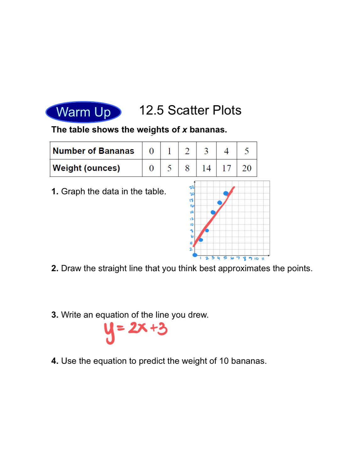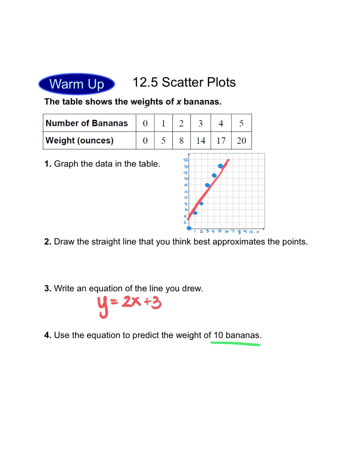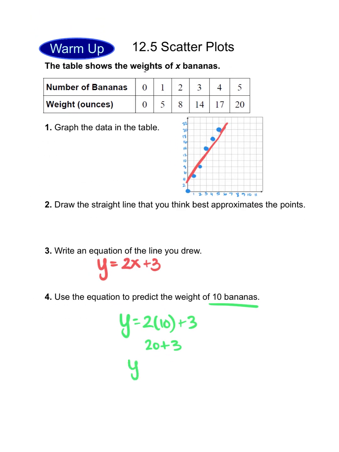Now it says use the equation to predict the weight of 10 bananas. Well, the number of bananas is our x value, so therefore we're going to do y equals 2 times 10 plus 3. So we get 20 plus 3, so approximately the weight of 10 bananas would be about 23 ounces. Good.